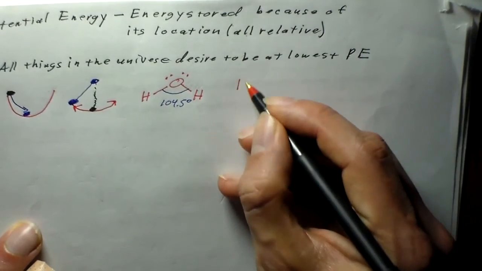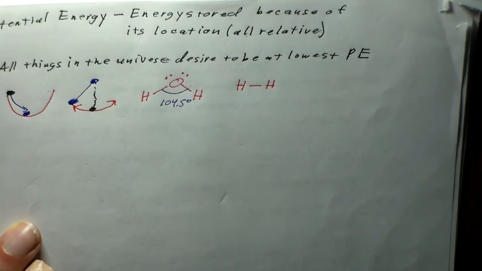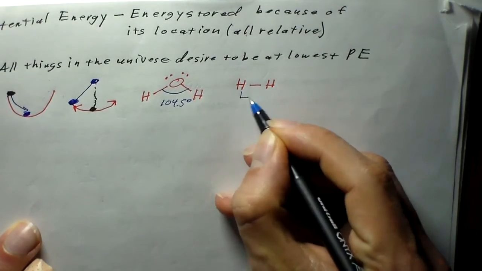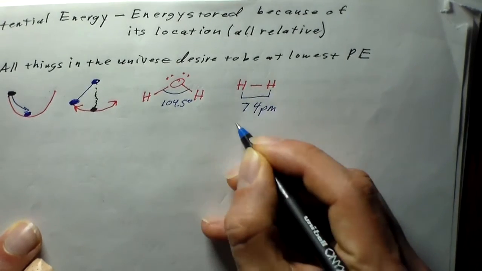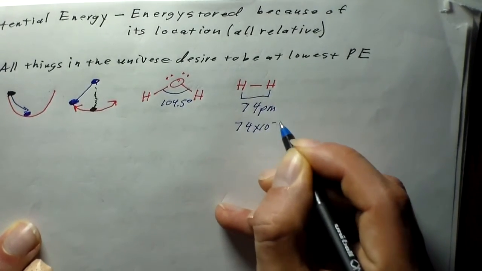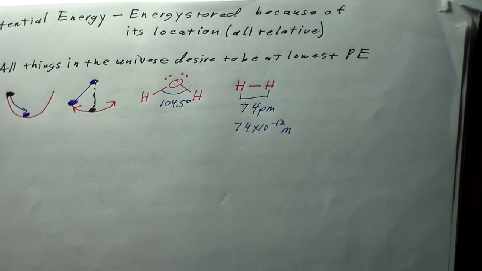Another one, let's say we have a hydrogen molecule, so H2. Well, this molecule has a bond length between there of 74 picometers, or 74 times 10 to the minus 12th meters. So why does this happen?